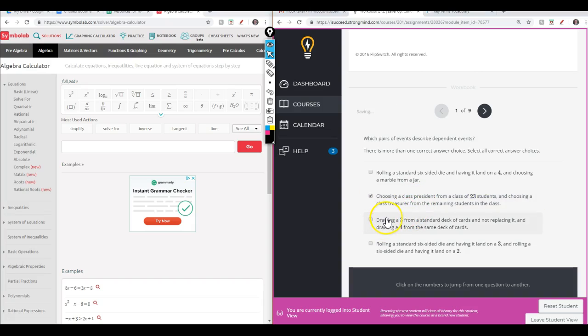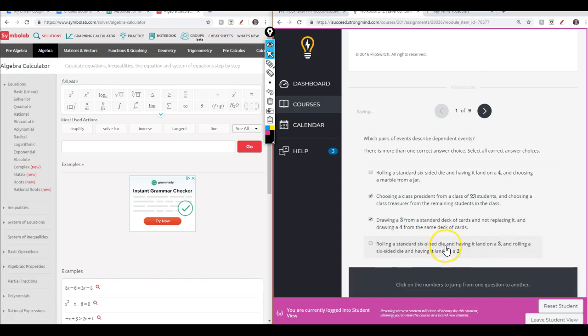Drawing a 3 from a deck of cards and not replacing it, and drawing a 4 from the same deck of cards, that is also dependent because you're not replacing it. So that means your options went from 52 on the first draw down to 51 on the second draw.